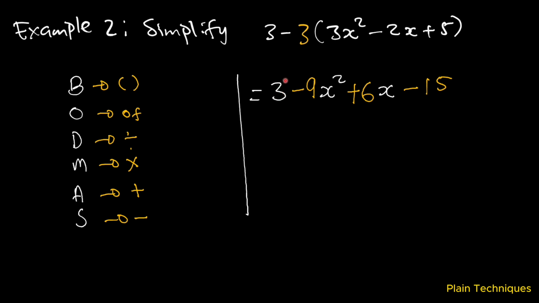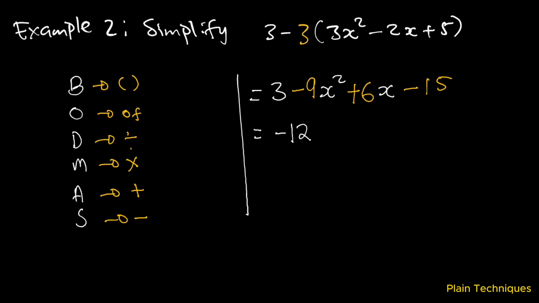Why? Because we have a number that is a standalone number, and the other one is just right here. There is no variable attached to that number. This qualifies these two numbers as like terms. Now the next thing is to simplify these two, so it's going to be 3 minus 15. What is the answer? The answer will be minus 12.